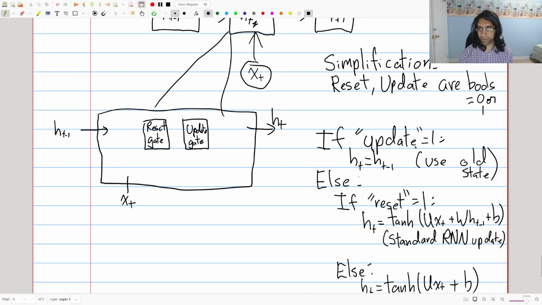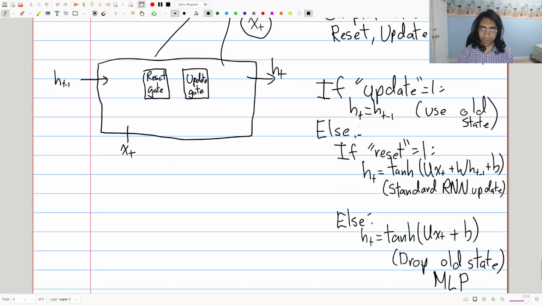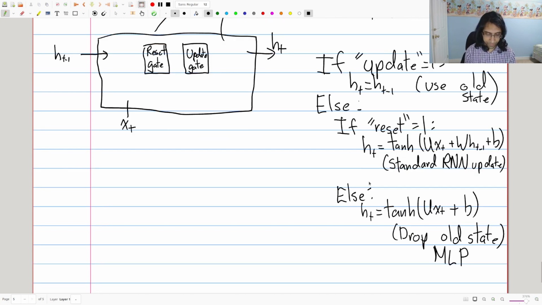And the other thing is, rather than having just if statements that apply to the whole vector at once, we are going to apply them coordinate-wise, in the sense that maybe different coordinates, different parameters, could be updated, some could be reset, and so on.